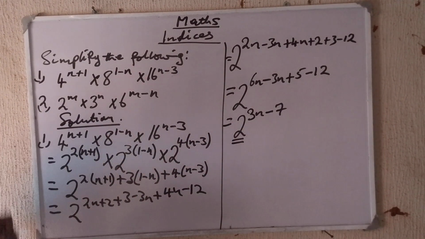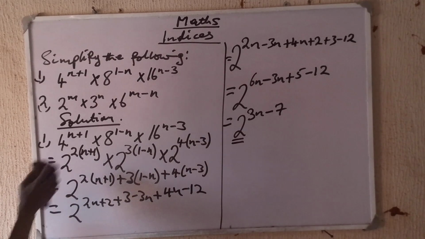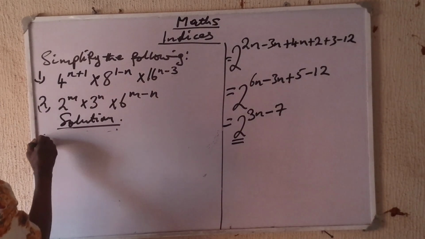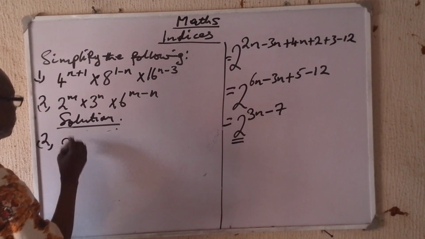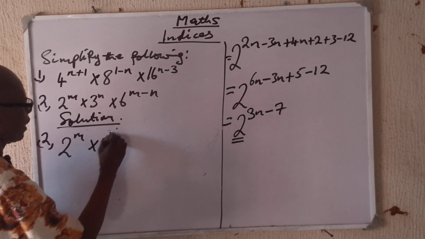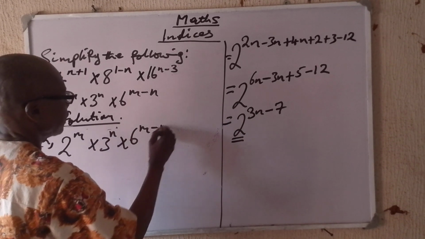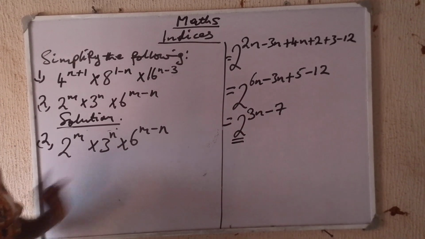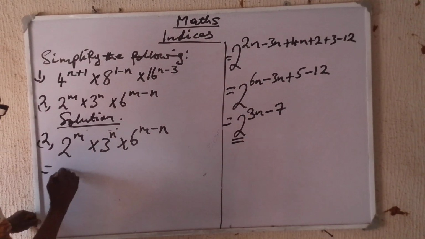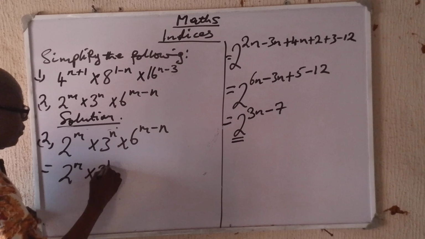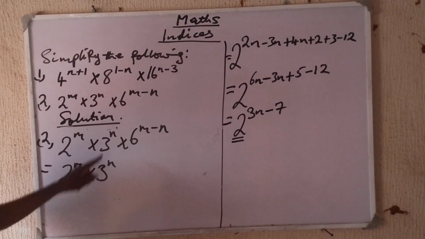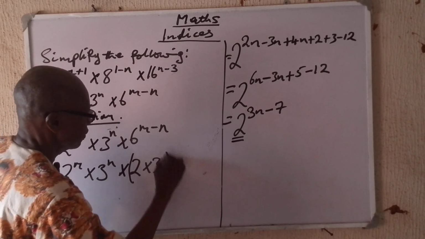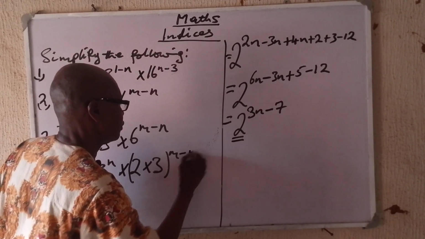So the next one is the second question, which is 2 raised to power m times 3 raised to power n times 6 raised to power m minus n. We can break it down. For instance, this 6, we can break 6 down to involve 2 and 3. We'll have 2 raised to power m times 3 raised to power n, multiplied by bracket 2 times 3 all raised to power m minus n.